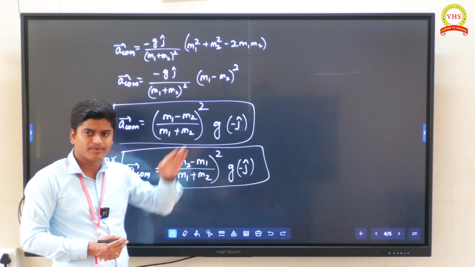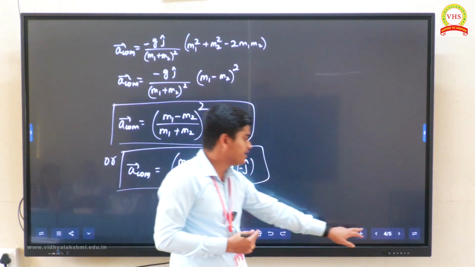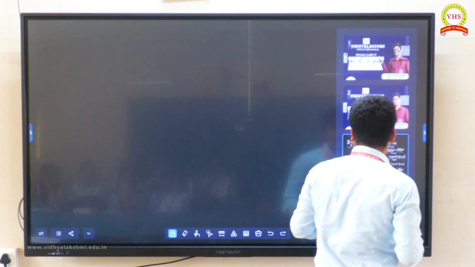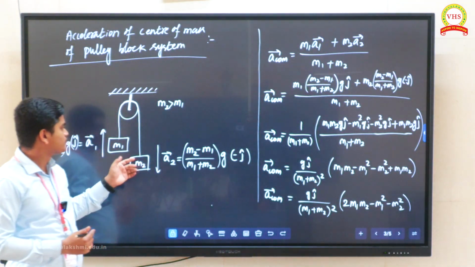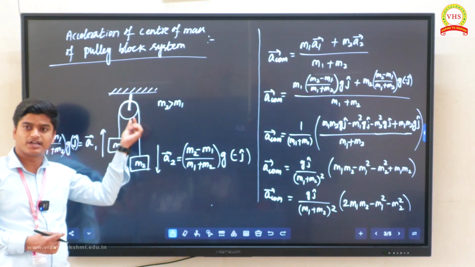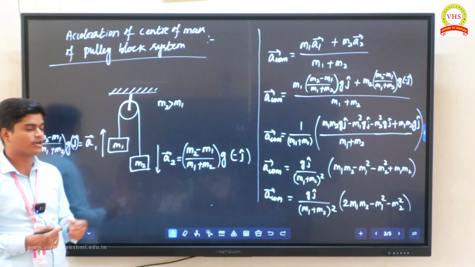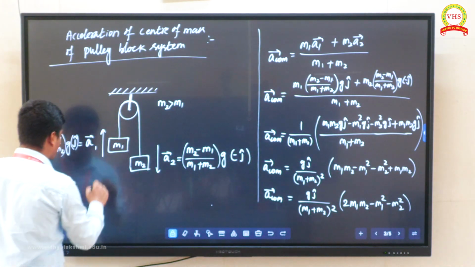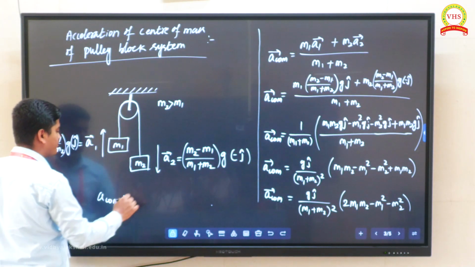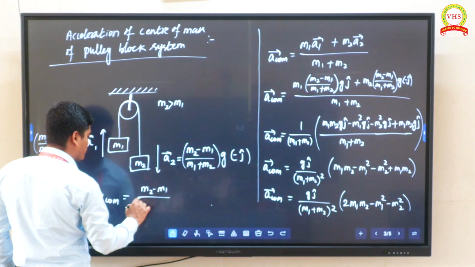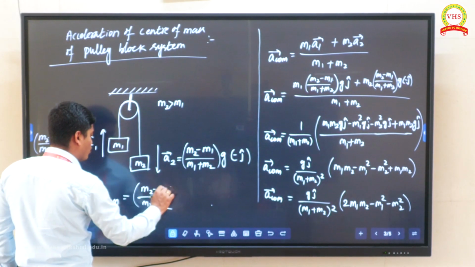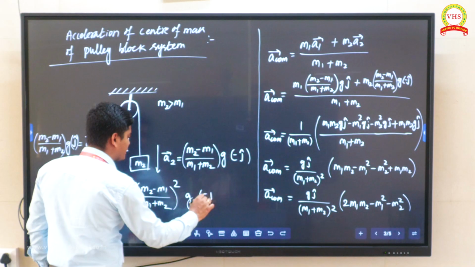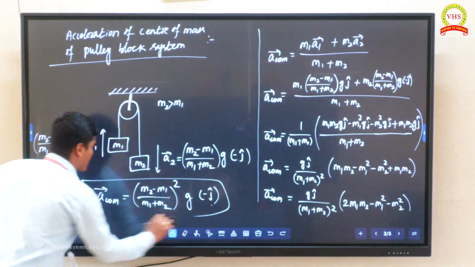What do you mean by minus J cap? Downward direction. That means in this system your center of mass is going vertically downward. Minus J cap direction means downward. So that means you understand what is the acceleration of center of mass came here. Now acceleration of center of mass is nothing but M2 minus M1 divided by M1 plus M2 whole square into G. Okay. If vector wise I'll write, then I'll give direction minus J cap. Clear or not? This is what we got.